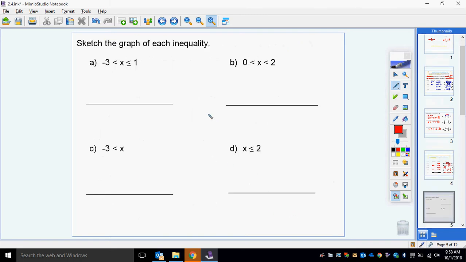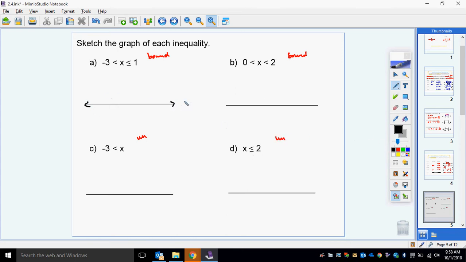All right, we're going to be sketching the graphs of each inequality. So something I want you to keep in mind is whether it's a bounded interval or an unbounded interval. And how do I know? Well, if it's a compound inequality, this is going to be bounded. So the top two are compound. That means there's two inequality symbols in one. And these aren't compound, so they're going to be unbounded.